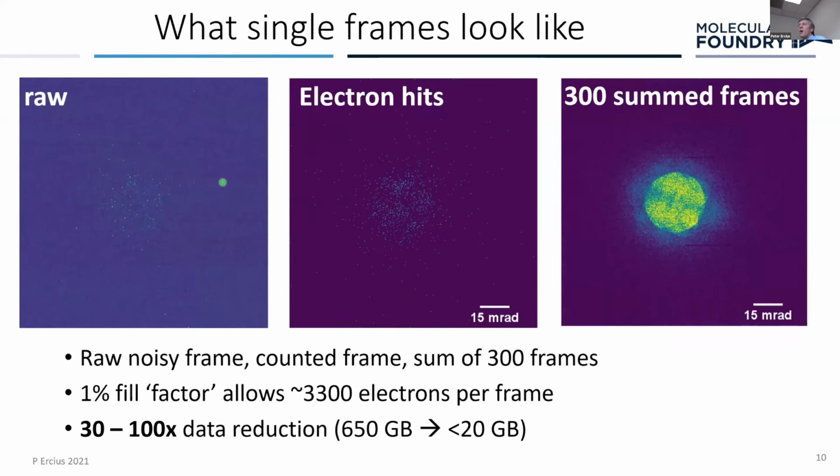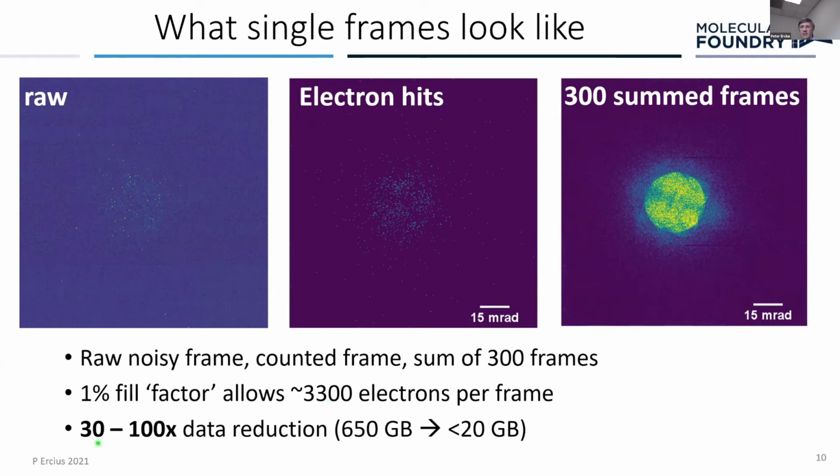So this is what our raw data looks like. And if you do that electron counting, you can get to just electron hits. And then we can sum infinitely, basically. We get infinite dynamic range, technically. And so if you just sum 300 frames, then you get the image of the object, or the diffraction pattern that you actually wanted to look at. And so with this 1% fill factor and running super fast at about 11 microseconds per frame, we can get about 3,300 electrons per frame because we can localize each one.